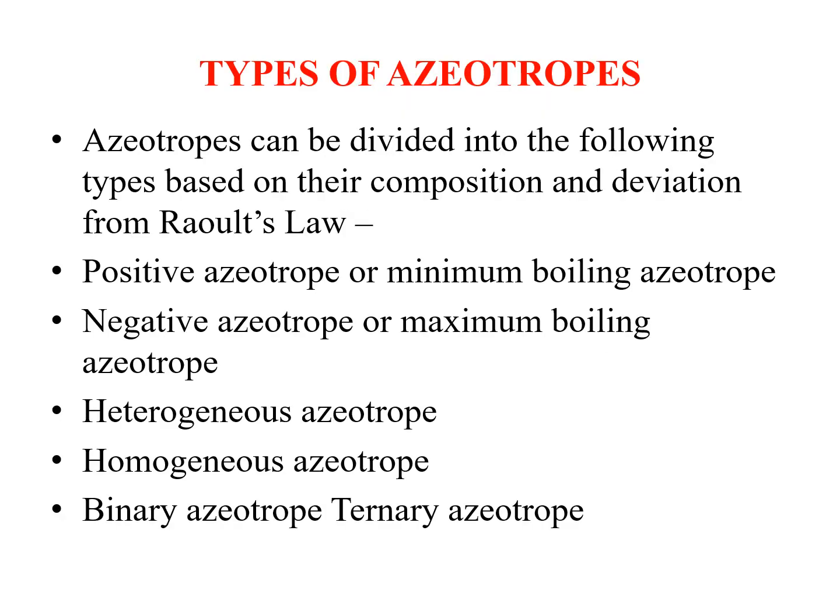So what are the different types of azeotrope? Azeotropes can be divided into different types based on their composition and the deviation from Raoult's law. The first one is the positive azeotrope, also termed minimum boiling azeotrope. The second is the negative azeotrope or maximum boiling azeotrope, the third is the heterogeneous azeotrope, the fourth is the homogeneous azeotrope, and the fifth is the binary azeotrope, and the ternary azeotrope.